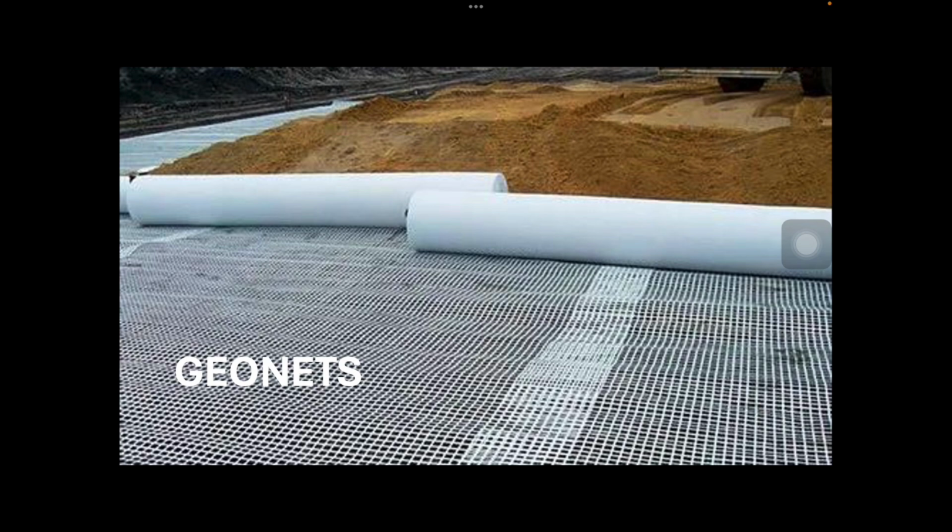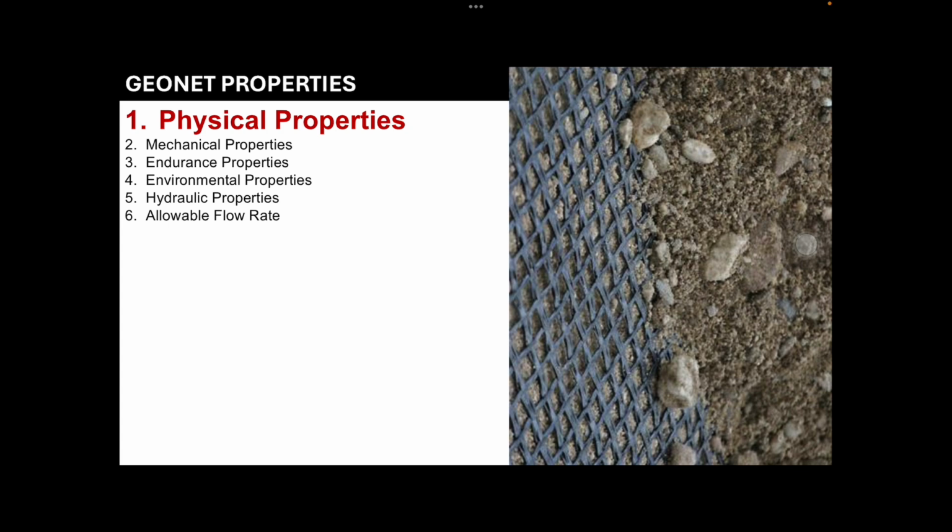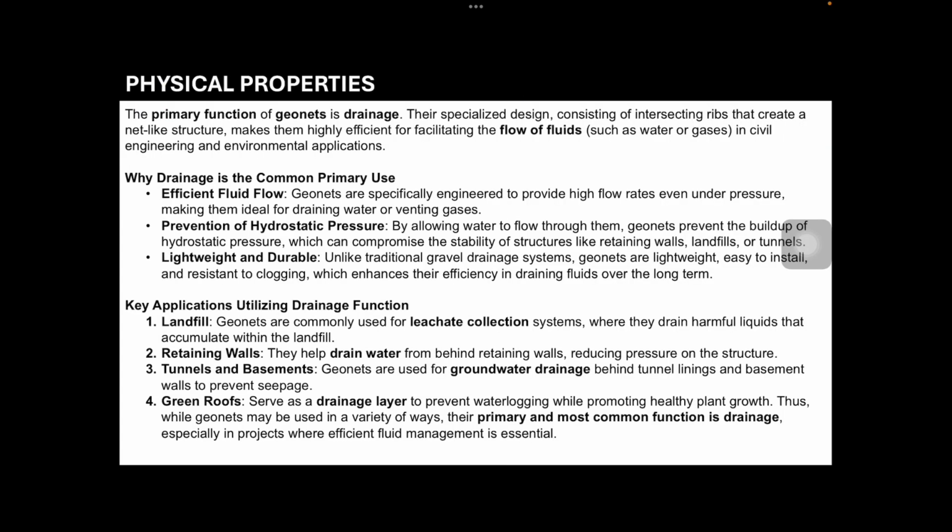But by function, si geonet, ang main function niya is sa drainage. So, let's discuss first yung mga physical properties ni geonets. So other properties are mechanical, endurance, environmental, hydraulic properties. So physical properties, the primary function of geonets is drainage. They are specialized design consisting of intersecting ribs that create a net-like structure, makes them highly efficient for facilitating the flow of fluids such as water or gas in civil engineering and environmental applications.